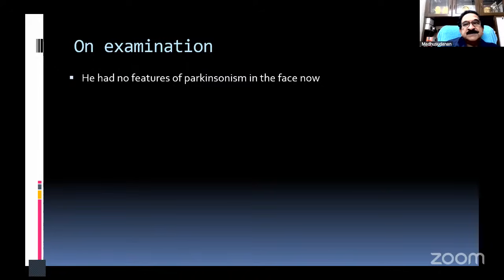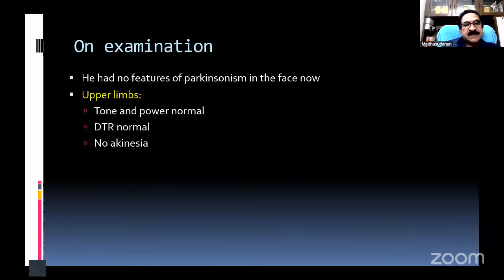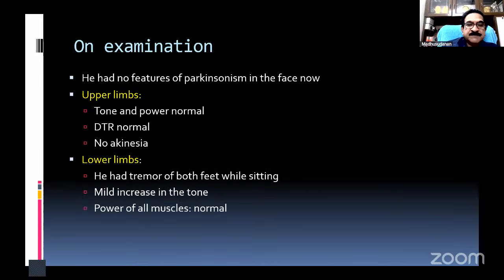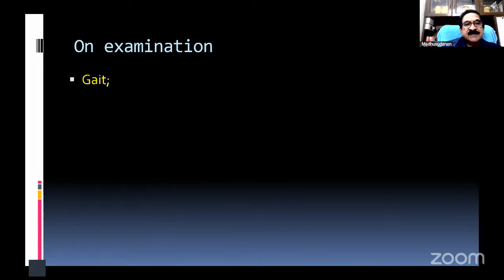Now he had no features of Parkinsonism in the face. Upper limbs were all entirely normal, no akinesia. Lower limbs, a tremor of both lower limbs while sitting, that is still difficult to explain. Mild increase in the tone. All power was normal. Reflexes normal. Plantars indefinite.